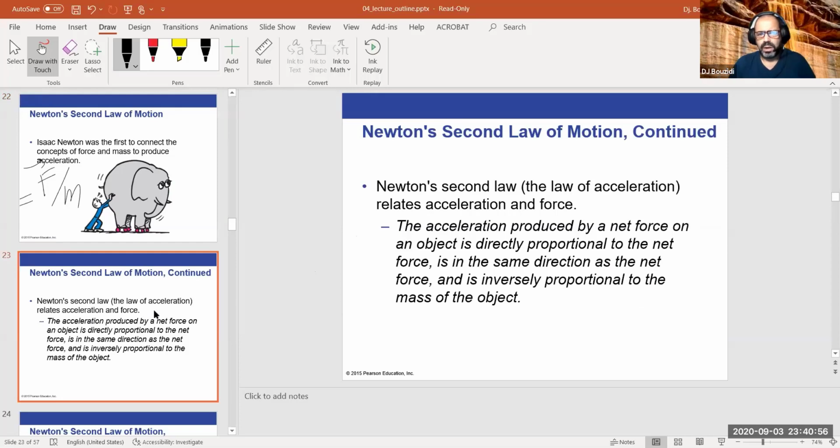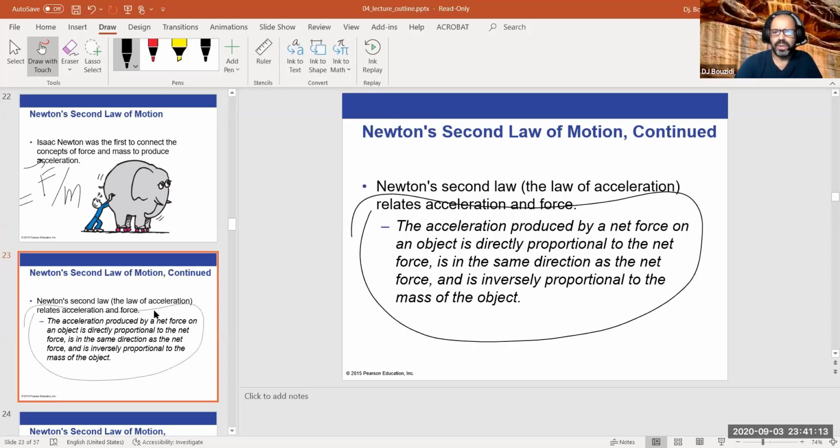So Newton's second law: the acceleration produced by a net force on the object is directly proportional to the net force, is in the same direction as the net force, and is inversely proportional to the mass of the object. If there is anything, like I said, that you can take from this class, it is this statement, okay? You can take it this way or whichever way you feel about it. But if you're going to say F equals ma or a equals F over m, you have to be able to support what that is.